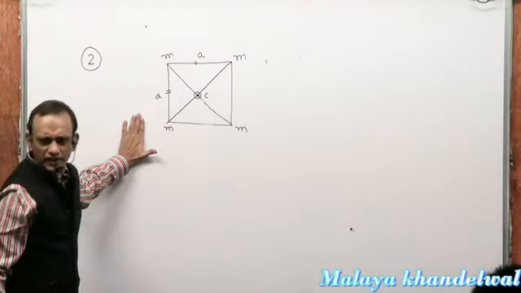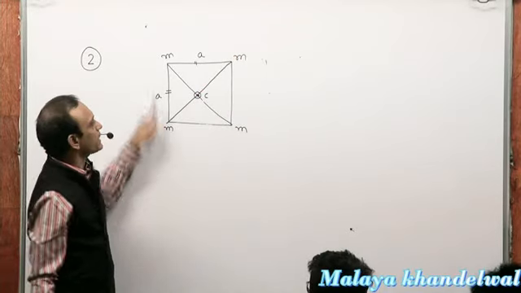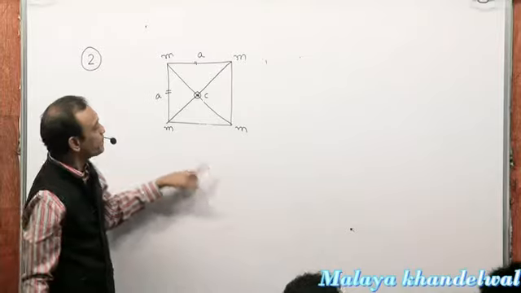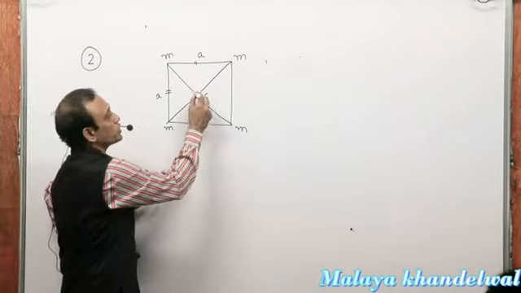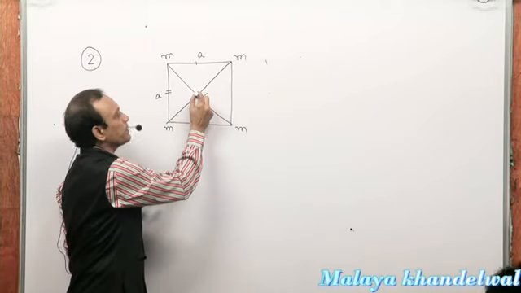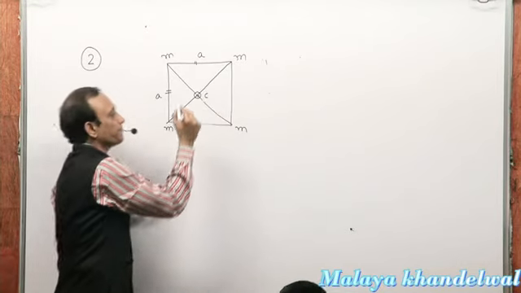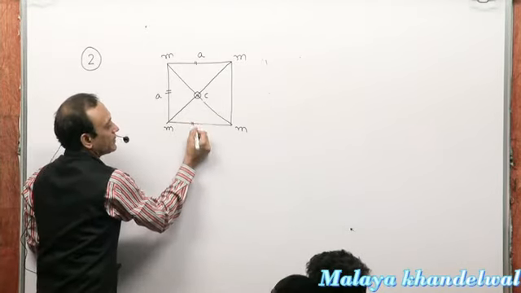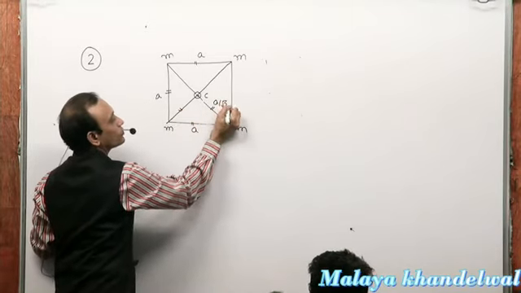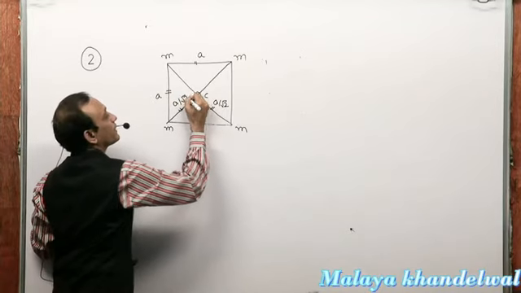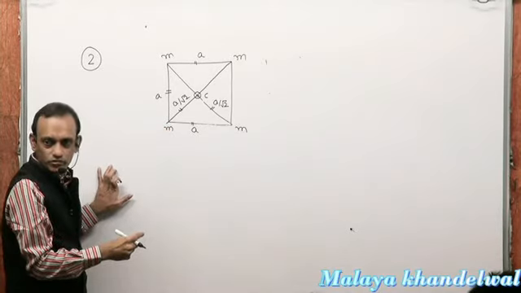The next problem, again very direct application. Four point masses, m, m, m and m, kept at the vertices of a square of side A. I want to find the moment of inertia about an axis perpendicular to this plane and passing through the center of the square. The center of the square would be the intersection of the diagonals, right? Very simply, this side is A. What would these be? These would be A by root 2. Distances of the vertices from the center are going to be A by root 2, right?